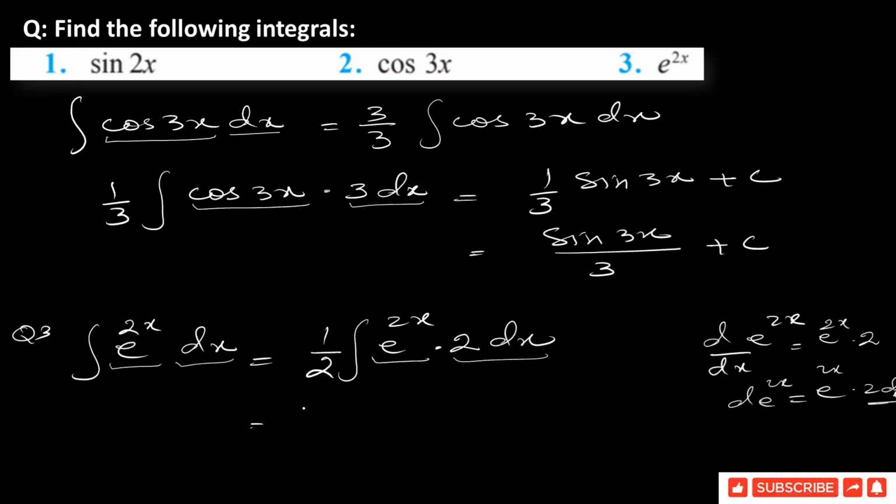It becomes 1 by 2 e power 2x plus c. Because we also know that the integral of e power x dx is equal to e power x itself plus c. So we have e power 2x, it means we shall write 2 in the bottom. Okay, this is the answer.